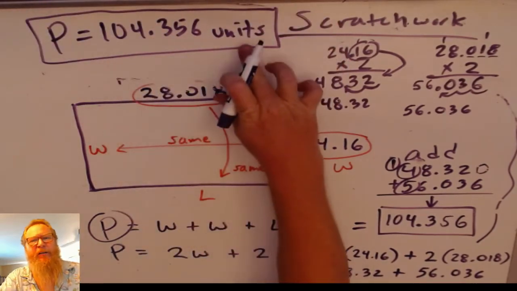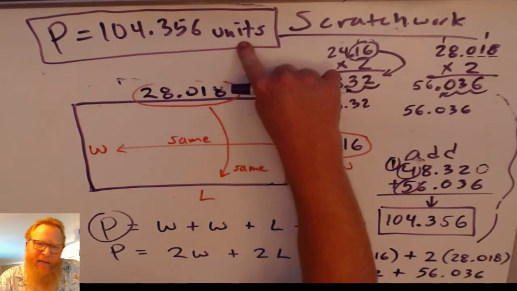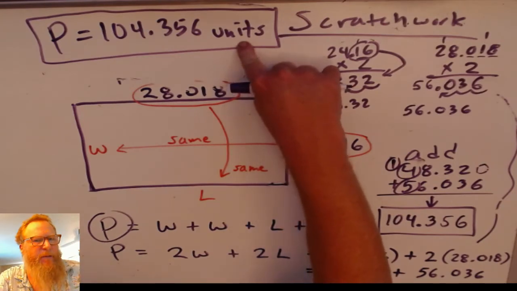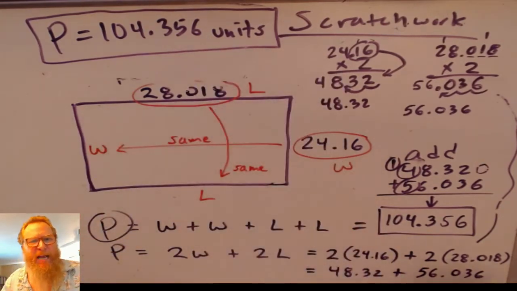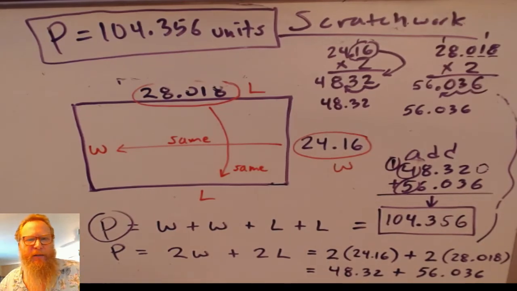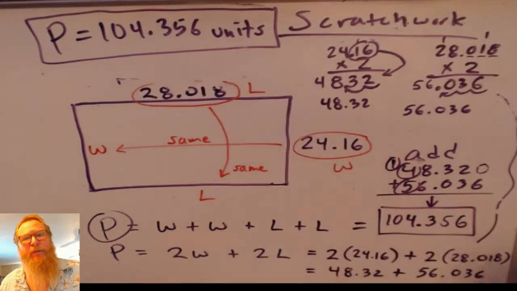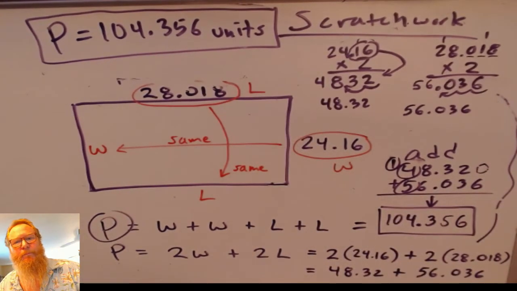Just generically units. It could be inches, it could be feet, it could be meters. It just depends on what scale we're using to calculate the perimeter. If there is no scale given, then it's just generically units. So there you have perimeter.